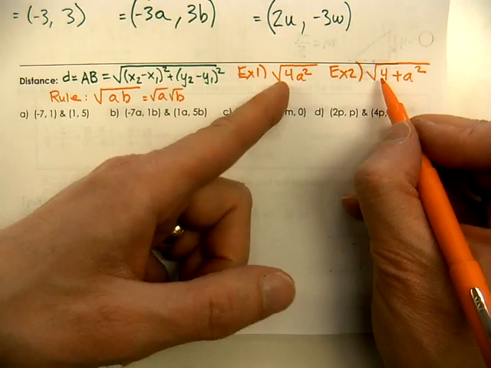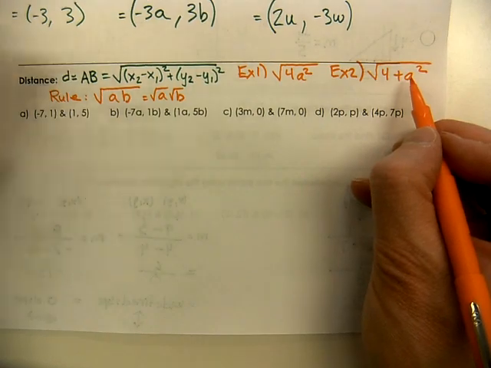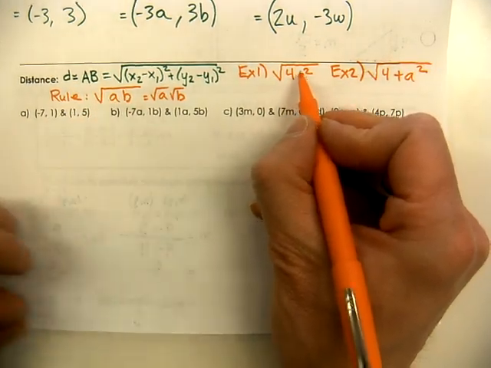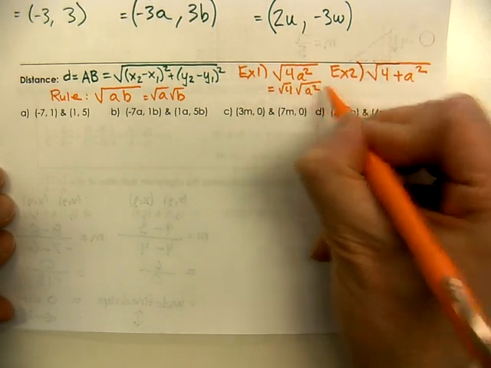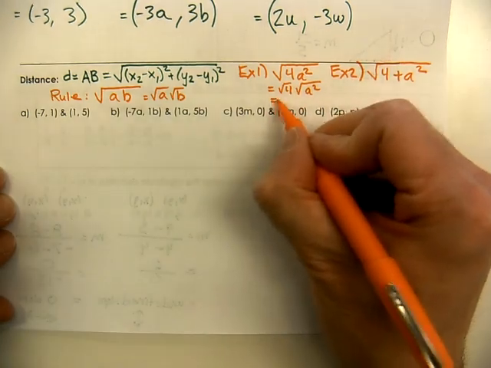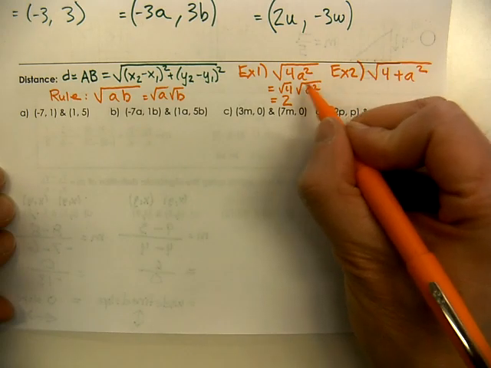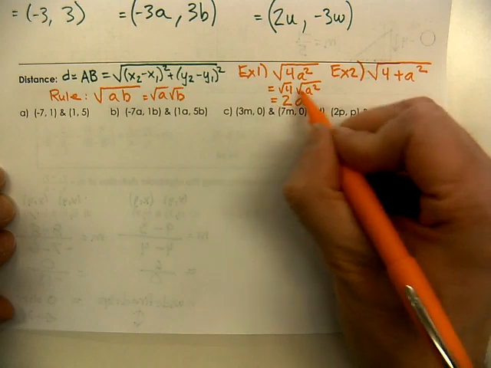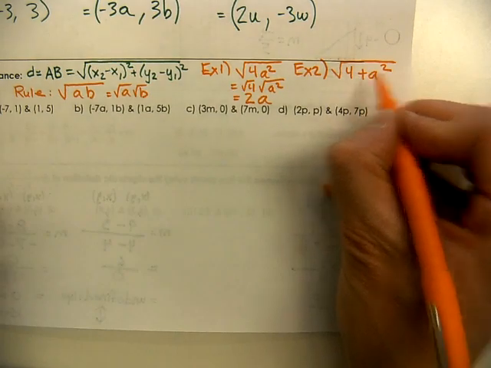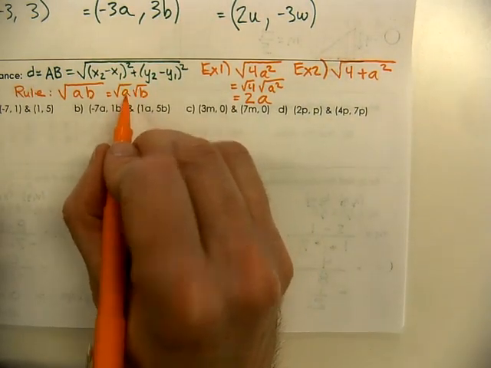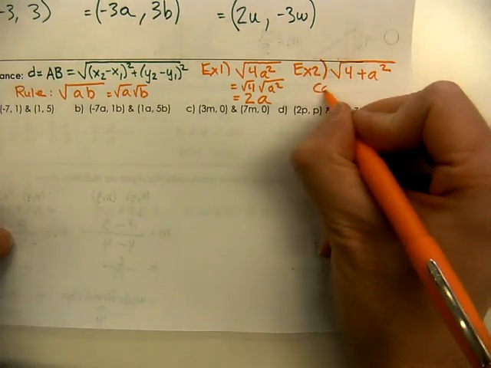Notice they have the same values. They both have 4s. They both have a squareds. But one has multiplication and one has addition. So if you have multiplication, that's what we see here in the rule, then that means we can take the square root of 4 independently from the square root of a squared. 4 is a perfect square, so the square root of 4 is 2. And then the square and the square root cancel out here, so the square root of a squared is just a. So the answer is 2a in example 1. But in example 2, you have a plus sign, which means you cannot use the rule. You cannot take the square root of 4 independently from the a squared. This cannot be simplified.